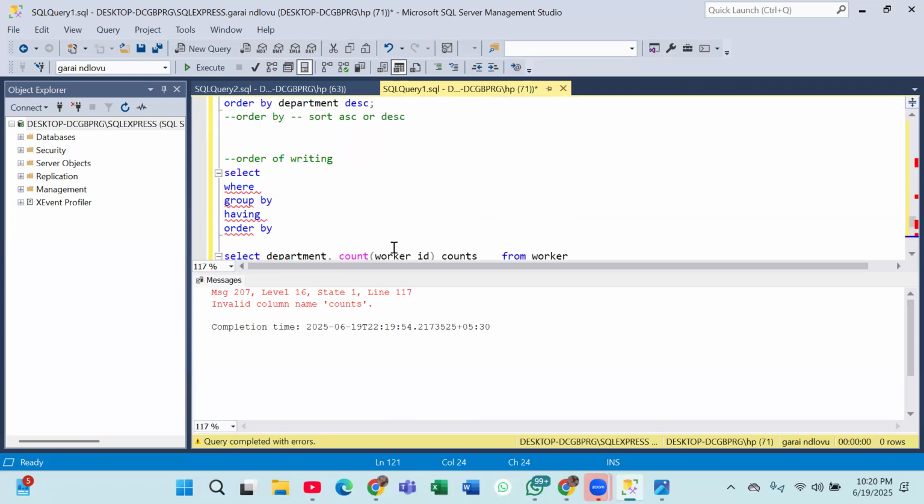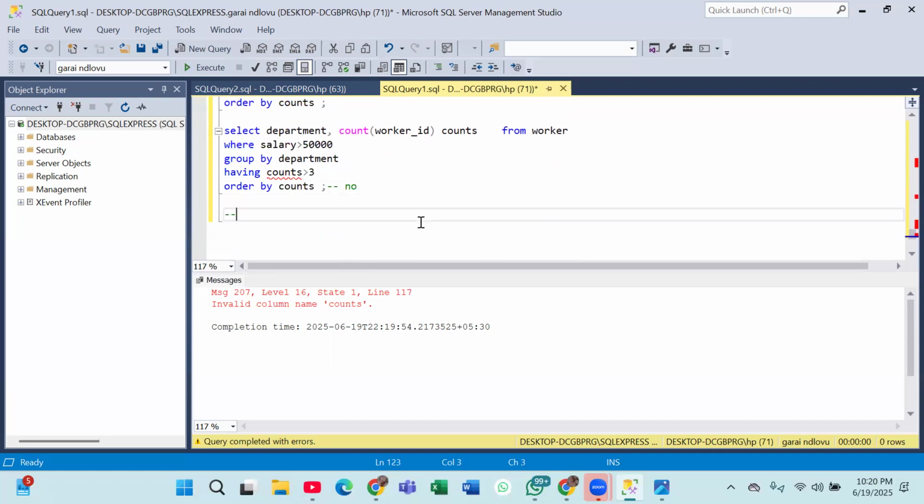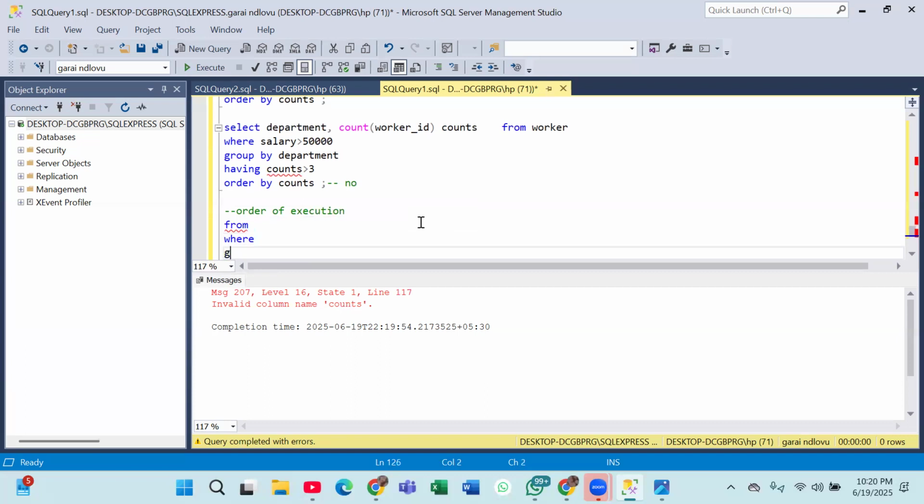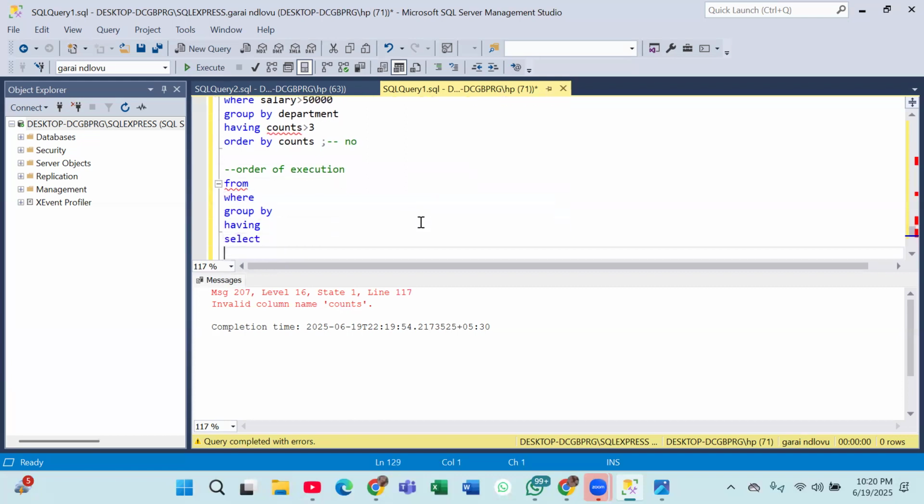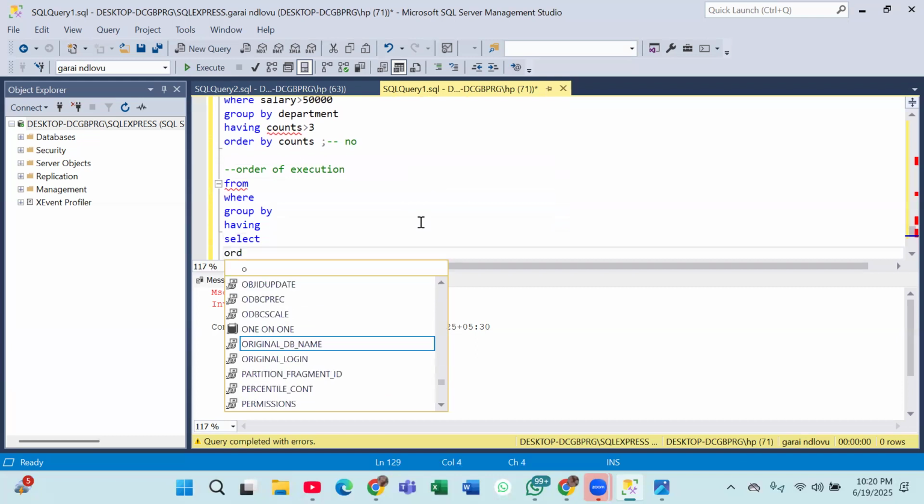So there is something called order of execution. We all know how to write down the query, but our query will not execute in the same way. You understand what execute means? Your query will not run in the same way, okay? First, your table will get selected, so your from clause will run first. Then your filter will be done. Then grouping will be done. Then according to aggregate, your filtering will be done. And after that, your select will run. And after select, your order by will run.